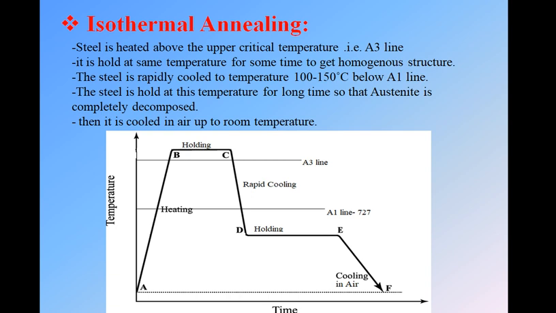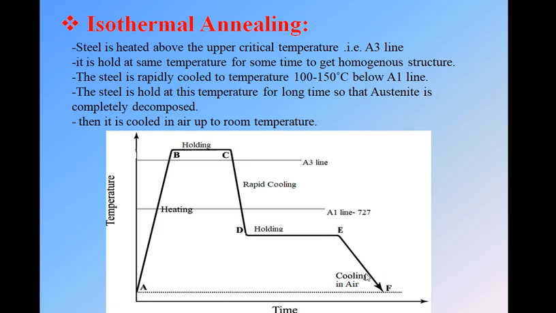Means we require a liquid medium to rapidly cool the material up to what? Rapidly cool the temperature 100 to 150 degrees Celsius below the A1 line. Where is the A1 line? This will be the A1 line, and below this, up to this, we will cool the steel rapidly. Means we can cool the steel in liquid up to, say, 727 minus 100 degrees Celsius, means up to about 610 degrees Celsius we can rapidly cool the steel. Again at this point I will hold the steel, and again I will cool it in still air up to room temperature.